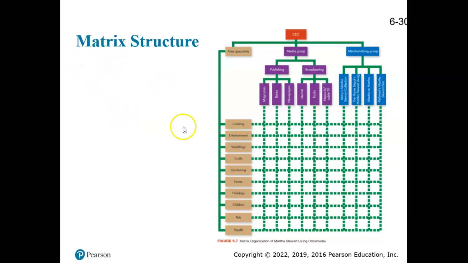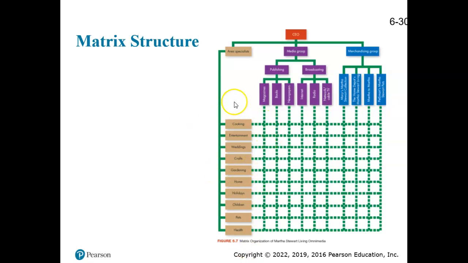This happens to be for Martha Stewart Living. There's a CEO, but a matrix structure is basically taking two types of organization structures. One of them is by area, which we're going to call market, and the other one is by function, what they do. Their large functions are a media group and a merchandising group, and then they have all these different areas.